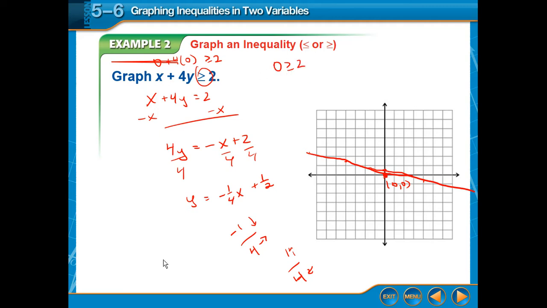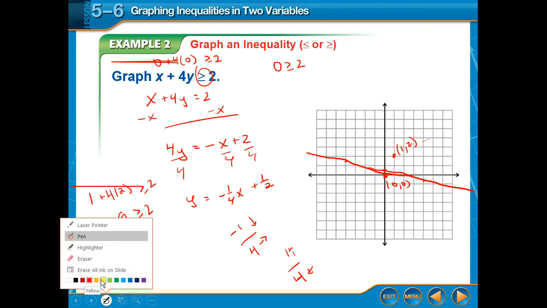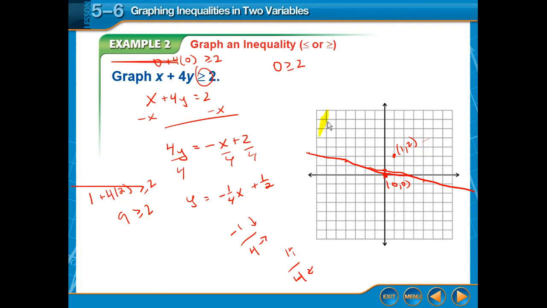0 is less than 2, which means I don't want to shade the side where it's not true. Anything down here is not true. If I had picked a point up here, let's say I picked the point 1, 2, this will give me a true statement. So if I put in 1 for x and 2 for y, I get 9 is greater than or equal to 2, which is true. So any point I pick on this half is going to be true for this statement. That means that is my solution up here, this half.